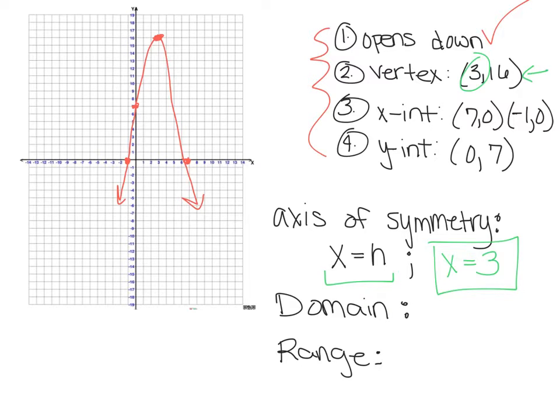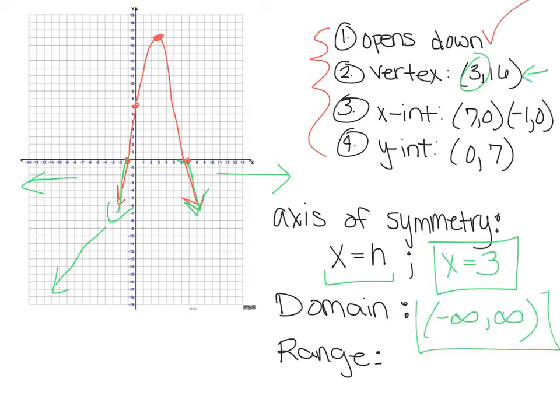Next, we want to know the domain. The domain of all quadratic functions is -infinity to +infinity. That's because the tails of the parabola can keep on going, and eventually it will hit all of these x values. So all x values will be reached.